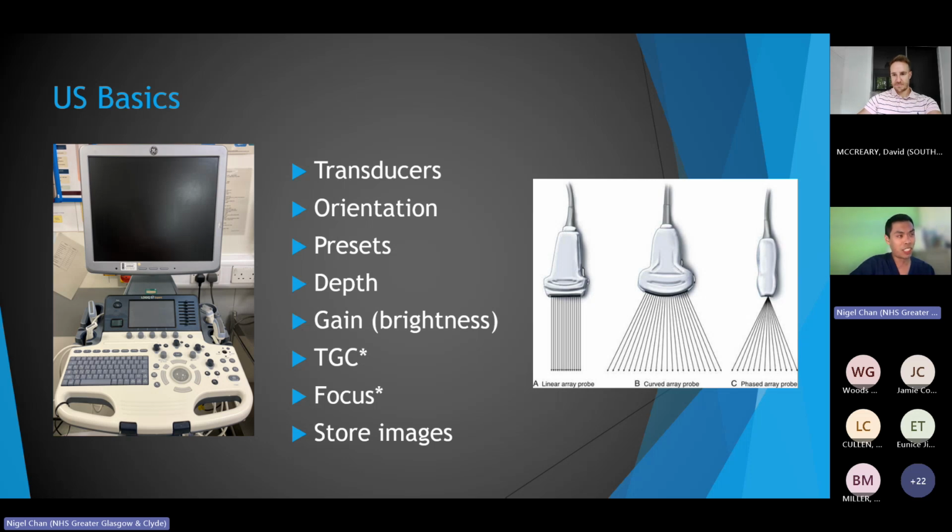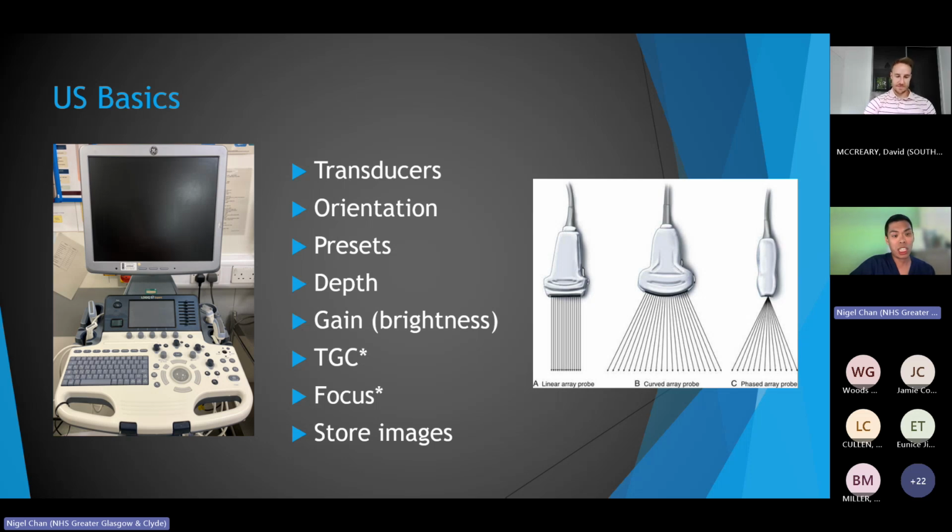So for us in PEDS, most of the time you'll get away with just using a linear high frequency transducer, unless you're scanning a teenager or someone more adult size, and you're doing an abdomen scan, you might need to use this. And this is a phased array probe, which is a low frequency transducer used mainly for echo or head scans, just because it's got a smaller footprint.